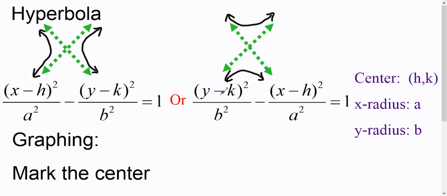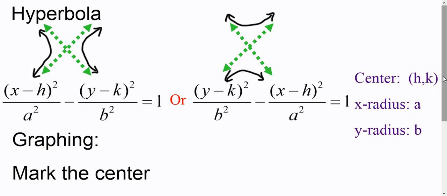And it could also be written with the y squared first, minus the x squared. And the only difference between the two is which direction the hyperbola is open. If the x is first, it goes left and right. And if the y is first, if the y is positive, it opens up and down.